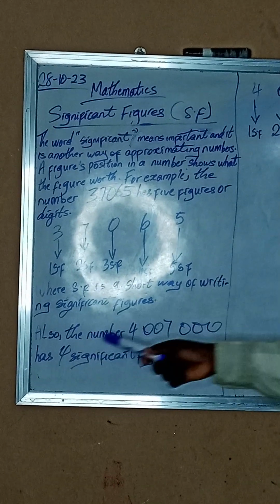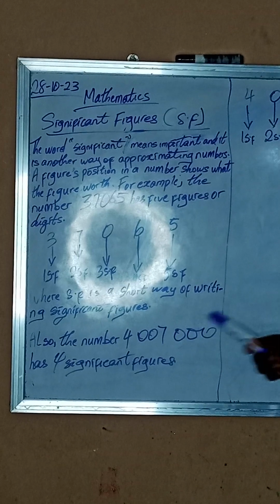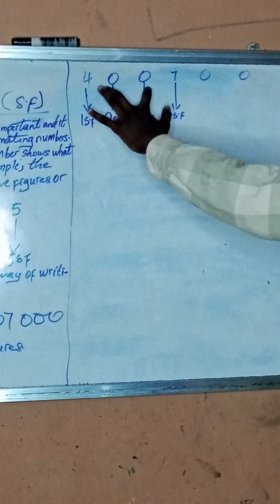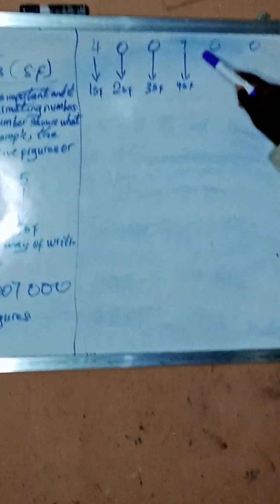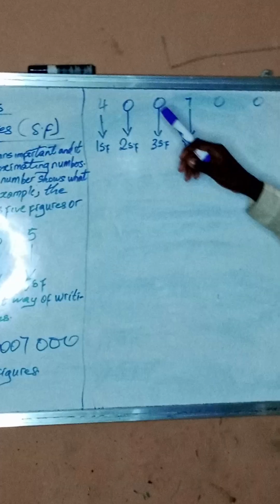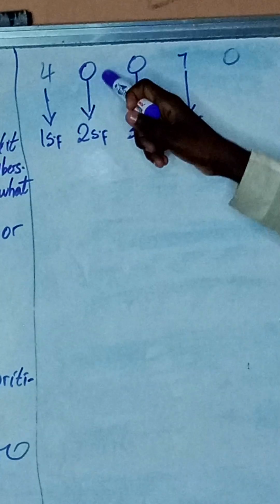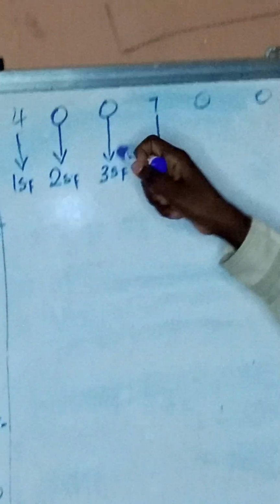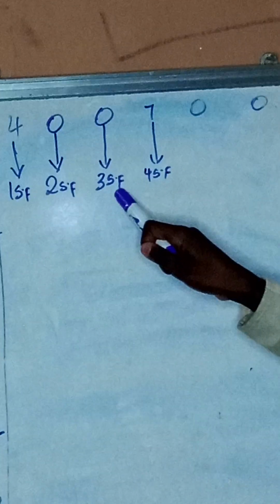Also, the number 4,007,000 has 4 significant figures. 4 is the first significant figure. These two zeros are before a significant figure, which is 7. So the two zeros in the middle are counted as significant figures. So the first zero is the second significant figure, the second zero is the third significant figure, and then 7 is the fourth significant figure.